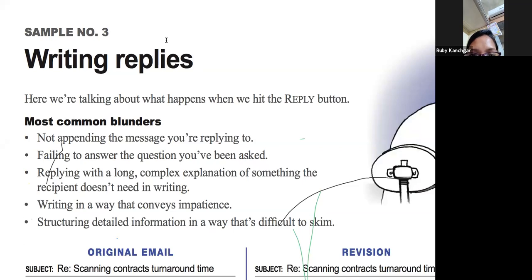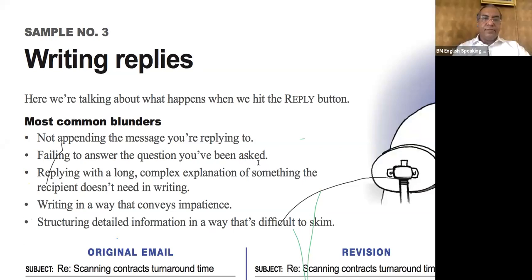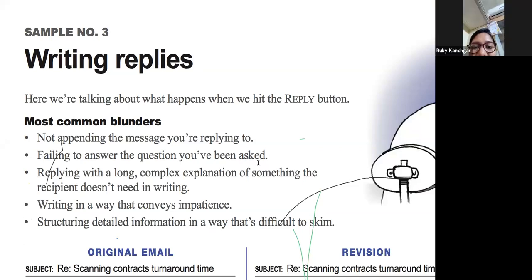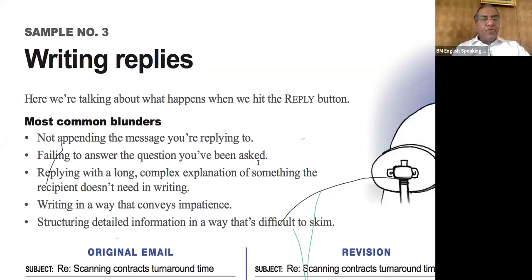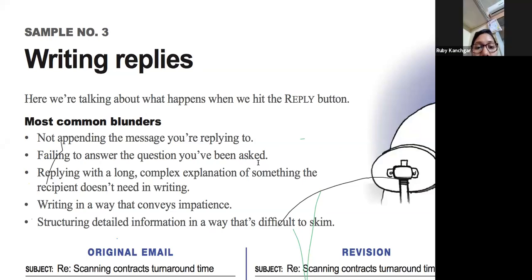Writing replies. Right. Here we are talking about what happens when we hit the reply button. Most common blunders: not appending the message you are replying to. Just a minute, Ruby. You said not appending the message you are replying to. Not appending would mean not including the entire message. Okay. Go ahead. Failing to answer the question you have been asked.